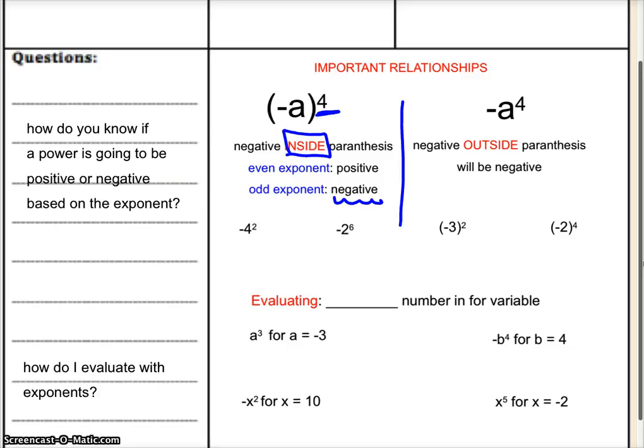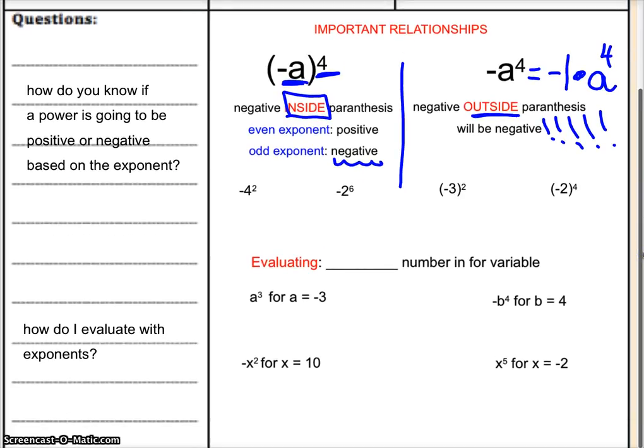Very important and hard to remember. If the negative is outside the parentheses, it will be negative, exclamation. Be dramatic, make like 5 exclamation marks. Make it yell at you, because it's true. If the negative is outside the parentheses, it's going to be a negative answer, because what this means is negative 1 times a to the 4th. They are not a unit together. They are neighbors, okay? Here, they're a unit together. They're in parentheses.